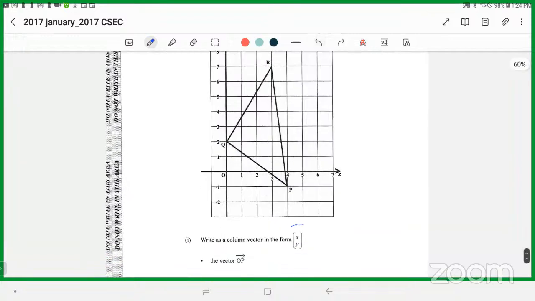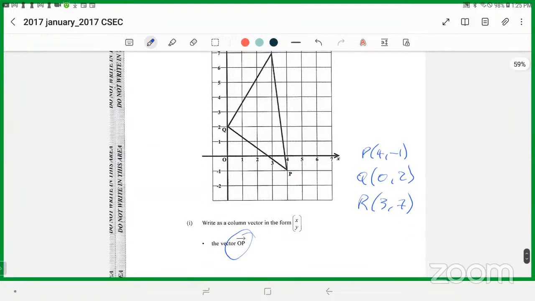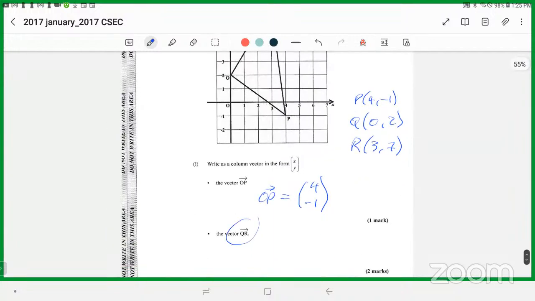It says write in vector form the vector OP. Now P has coordinates 4, -1. Let's write them down. P is the point 4, -1. Q is the point 0, 2. R is the point 3, 7. So it means that OP will have the same values as the coordinates. So it is equal to 4, -1.